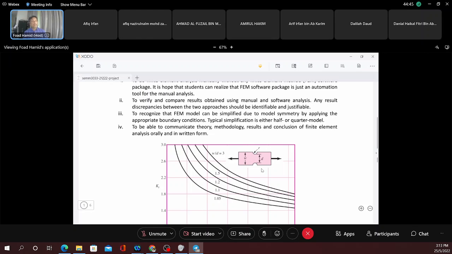But you need to assign the correct boundary conditions, to be able to communicate theory, methodology, result, conclusion of finite element analysis orally and in written form, which means you have to present your result orally, a presentation, and of course in terms of written form, which is a report. So this is the whole idea of your project, and that is why I think 3 students. It's not 1 or 2 students, but 3 students. I think this is a lot of work. For one person it would be difficult. So we need 3 students for this.